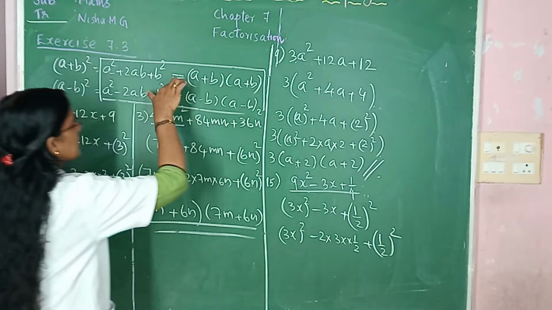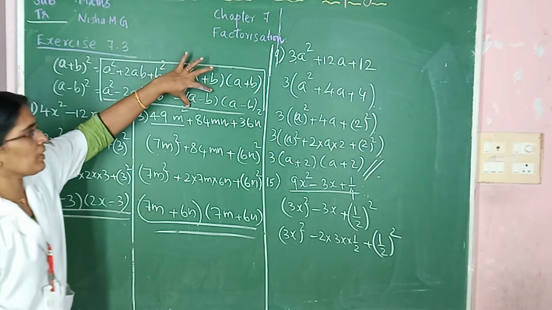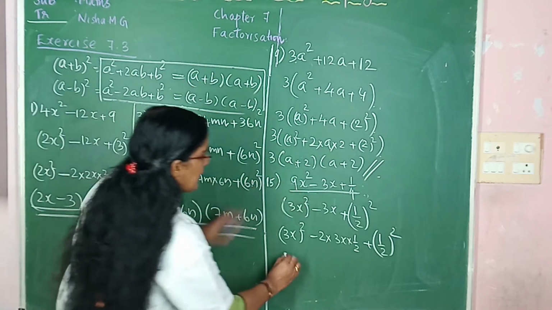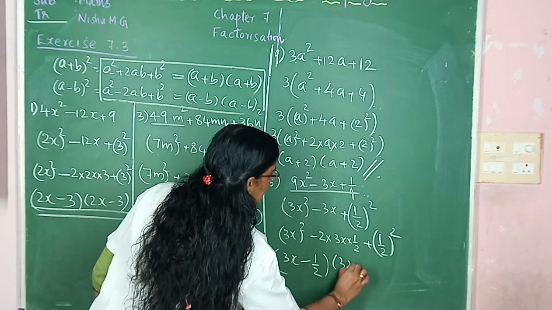Compare with the identity. The second identity: a square minus 2ab plus b square is equal to a minus b into a minus b. Here what is a? 3x. What is b? 1 by 2. So, 3x minus 1 by 2 whole square.